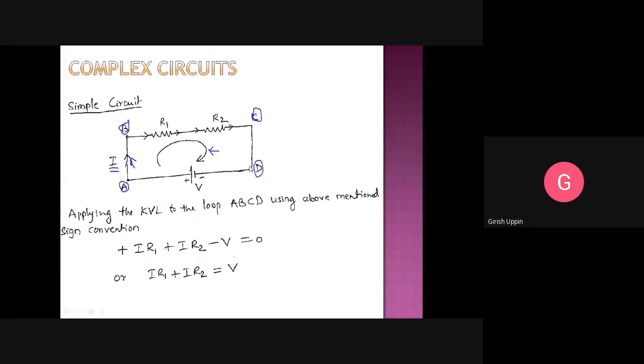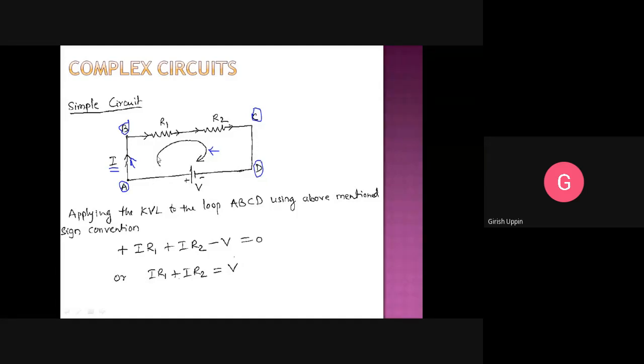Okay, so whatever simple circuit we had, we are going to apply the voltage law, KVL, Kirchhoff's voltage law, on top of that. What is the first thing that you should do whenever you have a circuit? You have to mark the nodes. If the nodes are not marked, first mark the nodes A, B, C, D. What is the second step? Mark the direction of tracing.